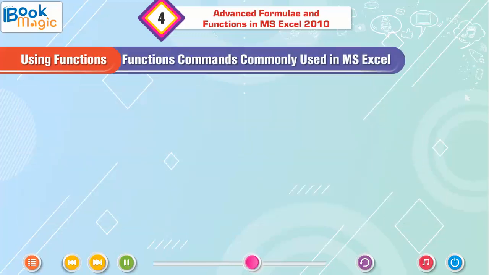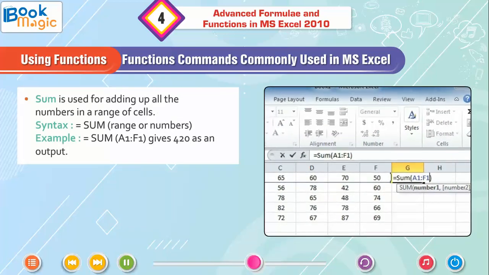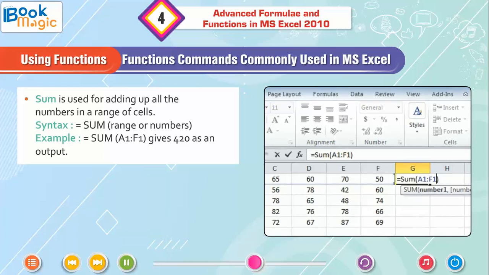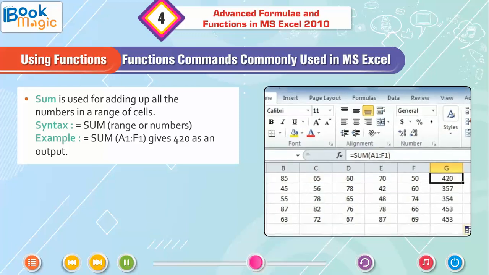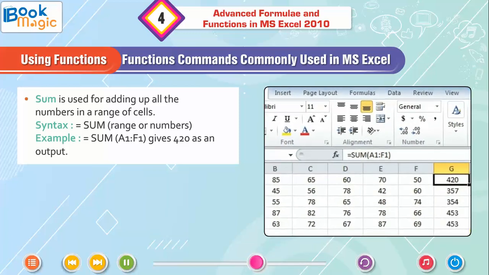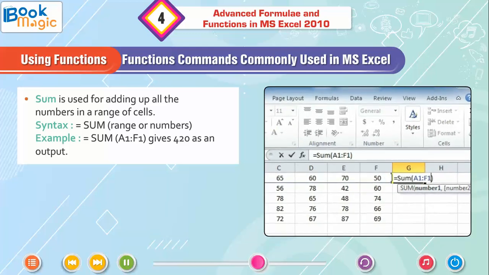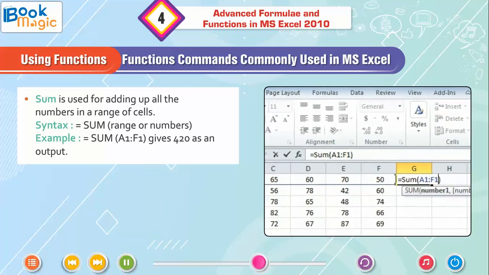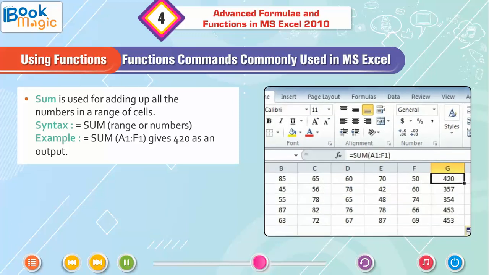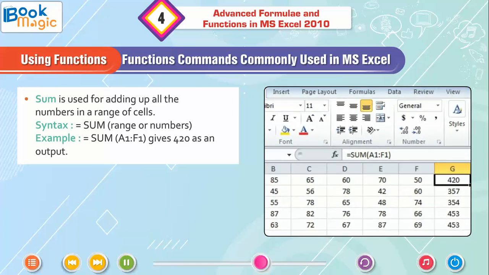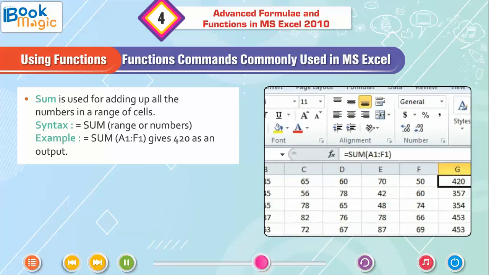Functions commonly used in MS Excel. Sum is used for adding up all the numbers in a range of cells. Syntax: =SUM(range or numbers). Example: =SUM, select the range from A1 to F1 using a colon in between, gives 420 as an output.